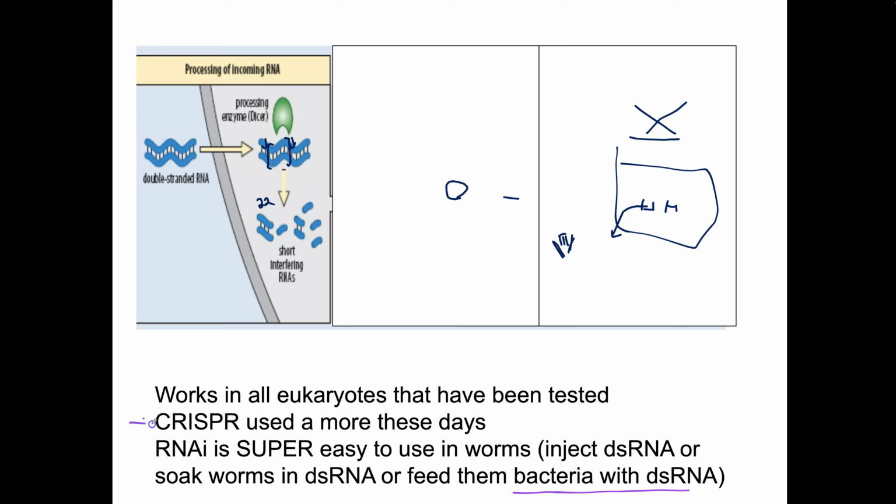Some of you know that CRISPR is used in place of RNAi in some cases. But RNAi works in all the eukaryotes that have ever been tested for it, and it is actually quite effective still.